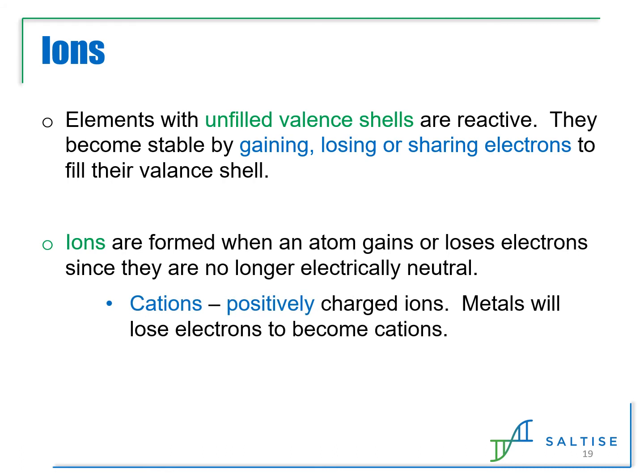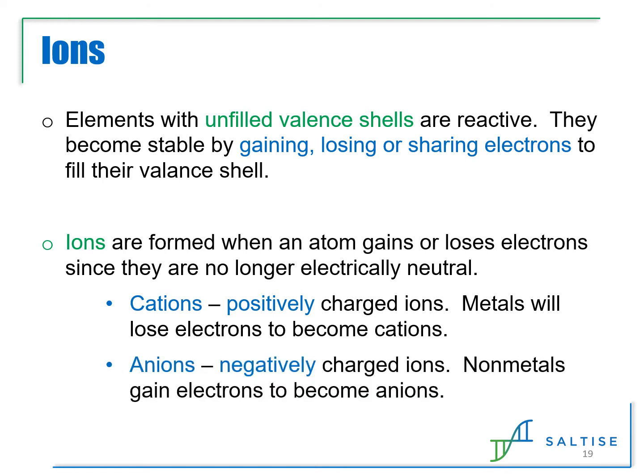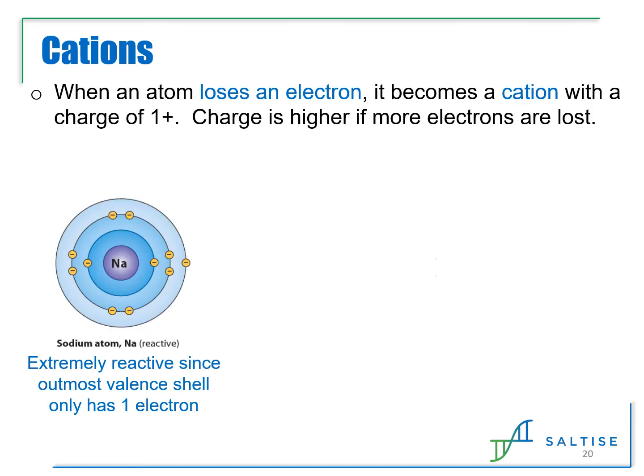Cations are ions that are positively charged, and it's the metals that will lose electrons. Anions are ions that are negatively charged, and it's the nonmetals that will gain electrons. When an atom loses electrons, a cation is formed and it will have a positive charge. This is because there are more protons than electrons. Each electron lost will result in an increase in the positive charge of the ion.